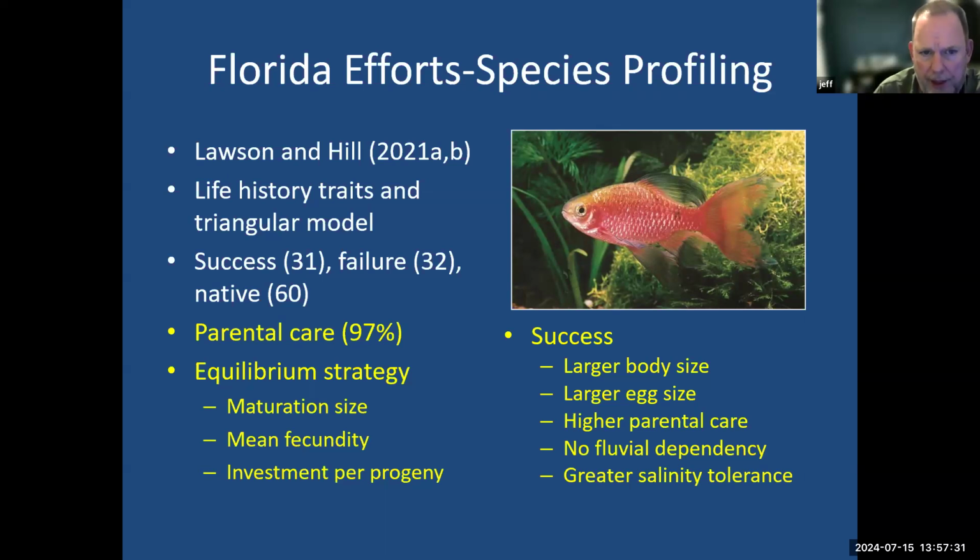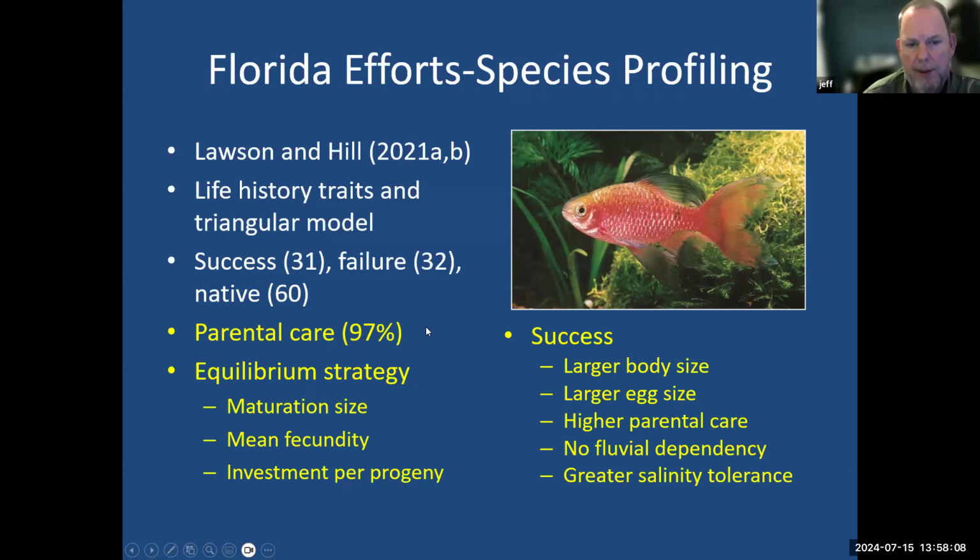But this was done. Katie Lawson was a PhD student of mine, and she and I worked on this and published some papers on this idea of life history traits and what we call a triangular model. And I'll tell you what that means. But we used 31 successful, 32 failed, and 60 native species. The native species were just for comparison, but we're trying to distinguish between successful and failed non-native freshwater fish in Peninsular Florida.